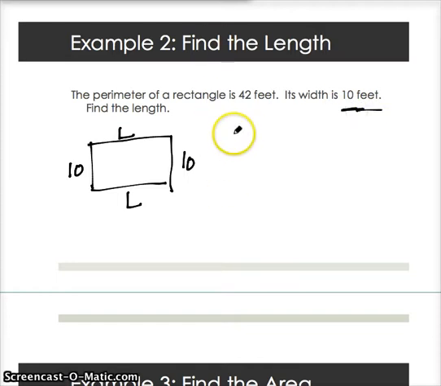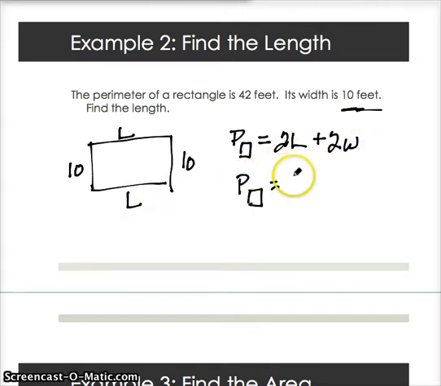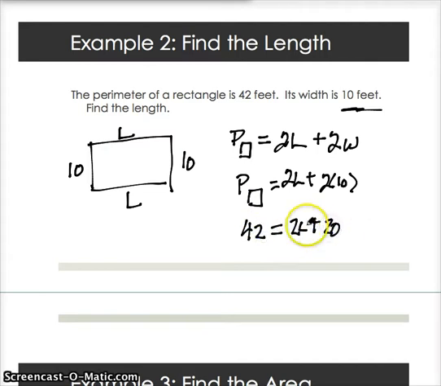Before we looked at a formula for finding the perimeter of a rectangle, we said that the perimeter of a rectangle was equal to 2 times the length plus 2 times the width. In this case, since we know what the width is, it makes perfect sense for us to replace W with 10. So 2L plus 2 times 10 is going to help us create an equation that we can actually use to solve and figure out the length. I'm going to put 42 in for the perimeter because that's what we were given. When I do that, I have an equation that we should be pretty familiar with. We can solve equations with one variable. Pretty simple. I'm going to subtract 20 from both sides.